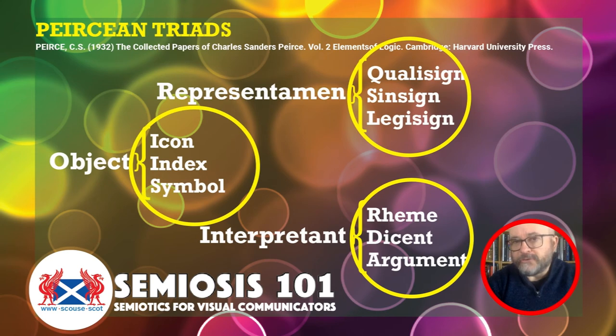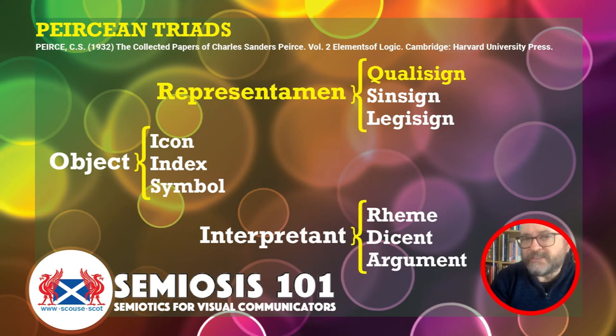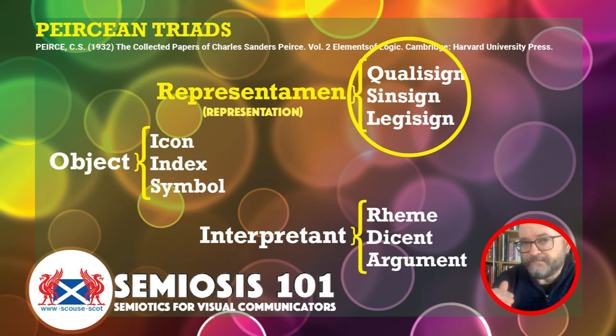But within each of those levels are levels of complexity. So let's just jump to the two big problematic words, representment. There's three new words there: quali-sign, sin-sign, legi-sign. All you need to know at this stage is that within how something is represented, Peirce defines three levels of complexity. How something is interpreted has three levels of complexity. So the three levels of complexity within the representment, quali-sign is the basic level leading up to sin-sign and then eventually to legi-sign. We're not going to unpack them yet. They will be for future videos.